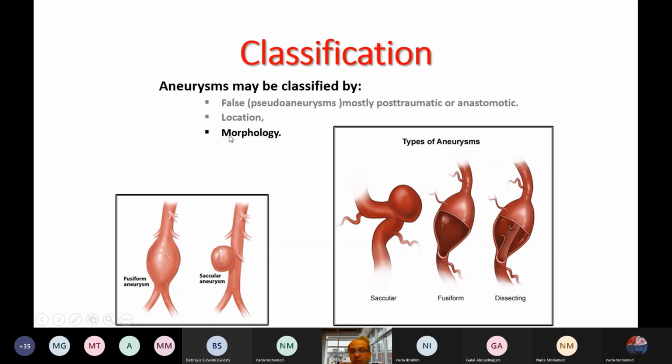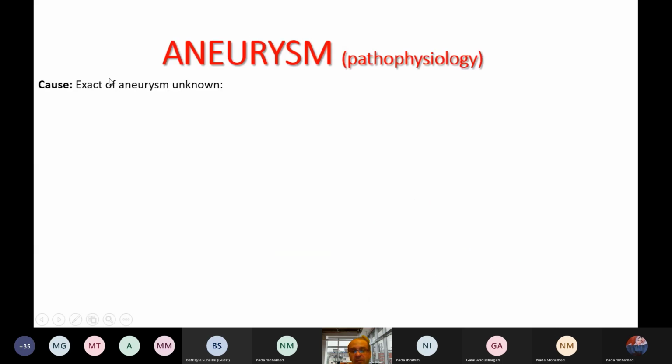Why do we insist on the morphology of the aneurysm? Because the shape of the aneurysm will affect the method of treatment of the aneurysm. We will see it later.